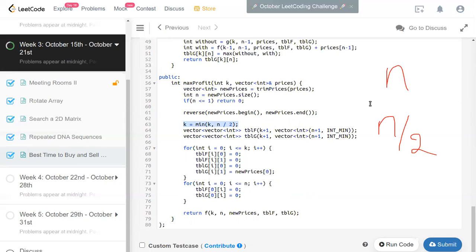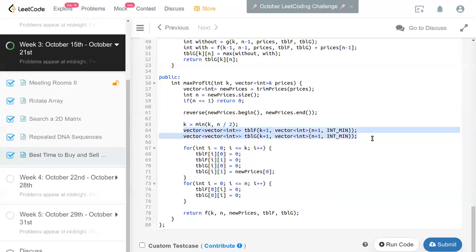So if k is more than n by 2, I don't need that value. So I can always bring it down to just n by 2, so that I can save some space whenever I'm using this kind of thing. All right, so that's what we have here.